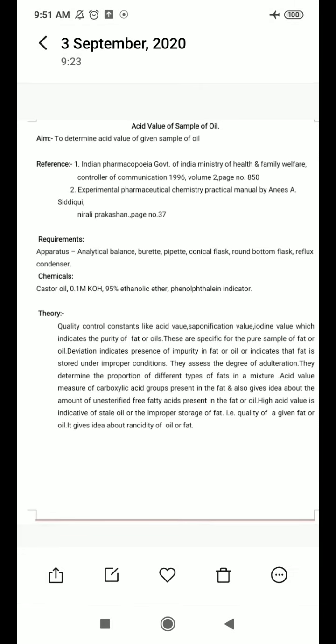Before that, you should search or refer to the Indian Pharmacopoeia, IP, for the standard value of castor oil, or any other books. Then we will conclude that today's practical is over.